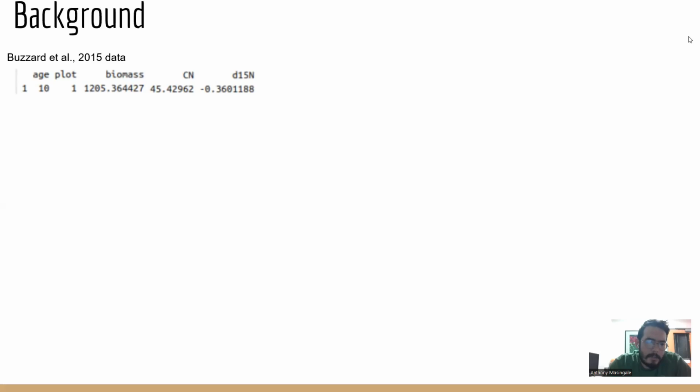Buzzard 2015 gives us access to several tree and leaf functional trait measurements of plant species residing within defined plots in the Costa Rica Guanacaste Conservation Area. This data gives us access to age, plot, species, abundance, biomass, area, and many leaf measurements, most notably being leaf carbon to nitrogen ratio and stable nitrogen isotopes.